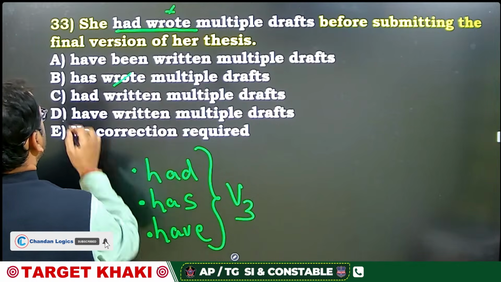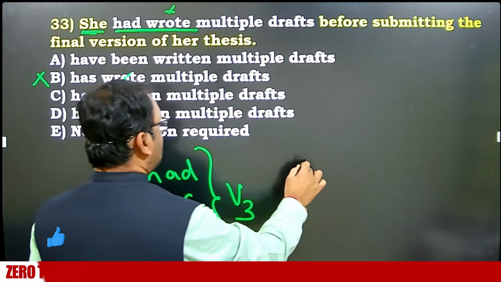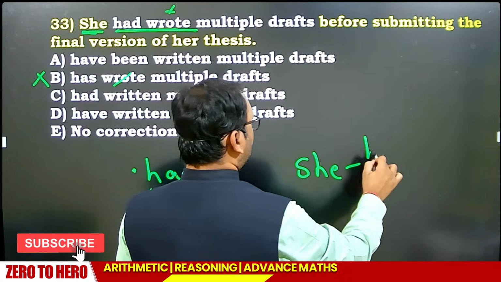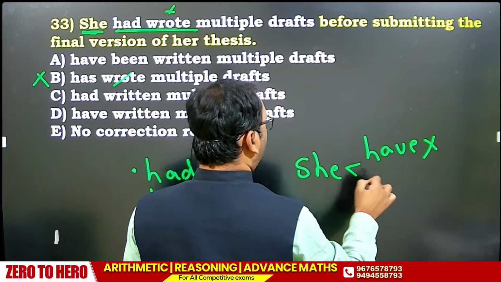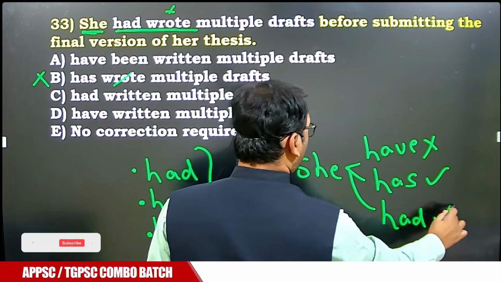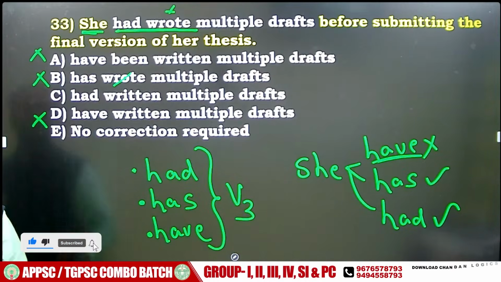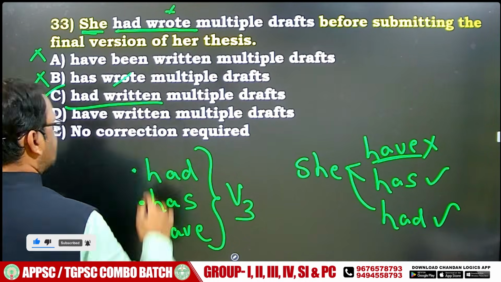Okay? So now gone. You are talking about a girl, she. Guys, everybody knows this, no? She have cannot be used. She has is okay. She had is okay. But you can't use she have. First option gone, fourth option gone. Naturally, the answer is the C option.